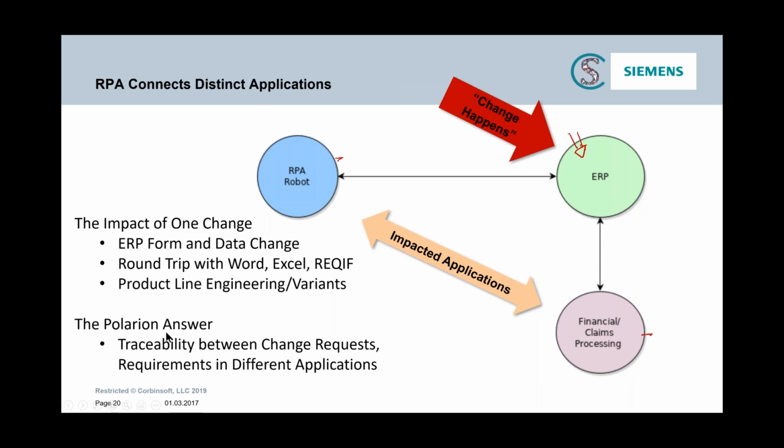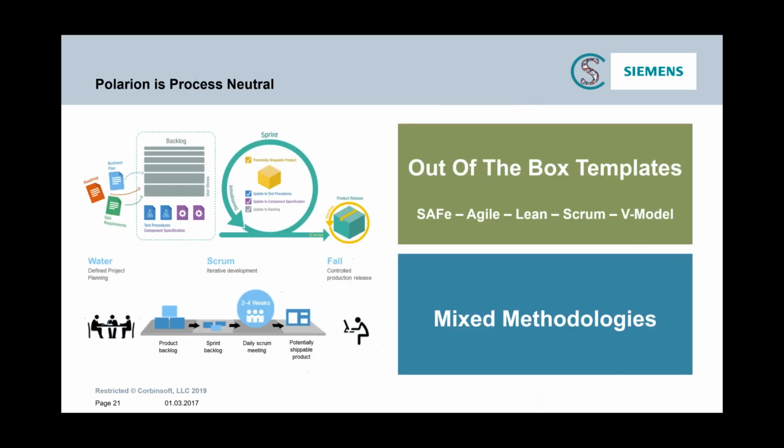And there's a Polarion answer to here, and that is build traceability between these change requests and make sure that all of the requirements between different applications are connected. And we've seen that already in some of what we've been looking at.